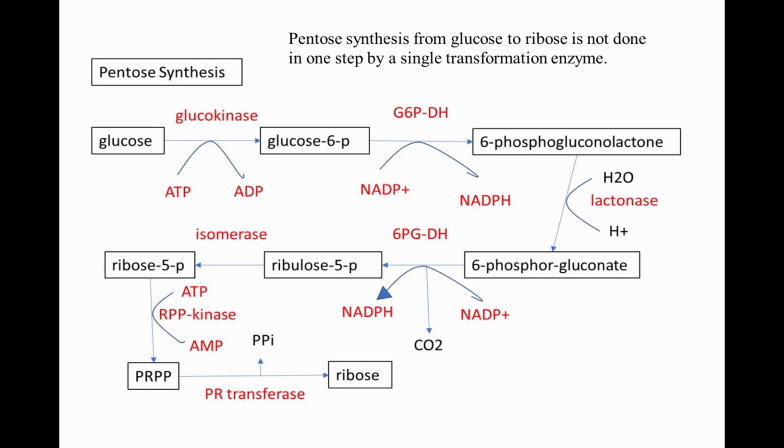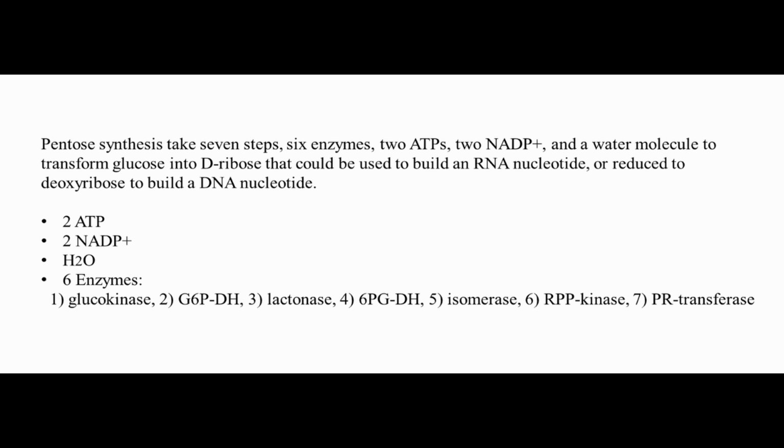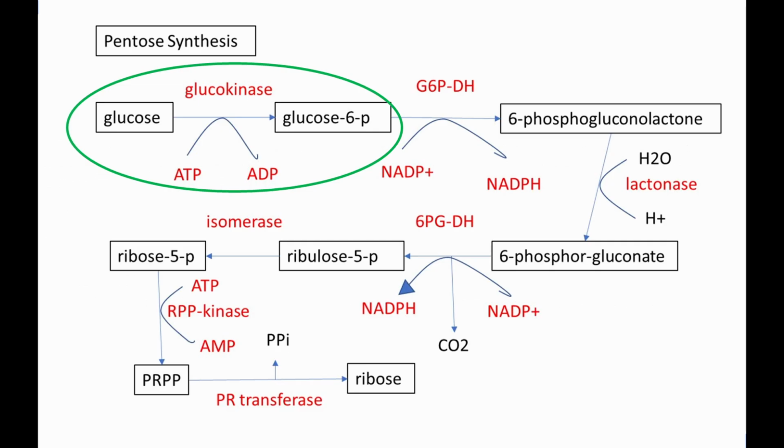Pentose synthesis from glucose to ribose is not done in one step by a single transformation enzyme. Pentose synthesis takes 7 steps, 6 enzymes, 2 ATPs, 2 NADP+, and a water molecule to transform glucose into D-ribose that could be used to build an RNA nucleotide, or reduced to deoxyribose to build a DNA nucleotide. In step 1 of pentose synthesis, the enzyme glucokinase uses ATP to add phosphate to glucose. The result is glucose 6-P.